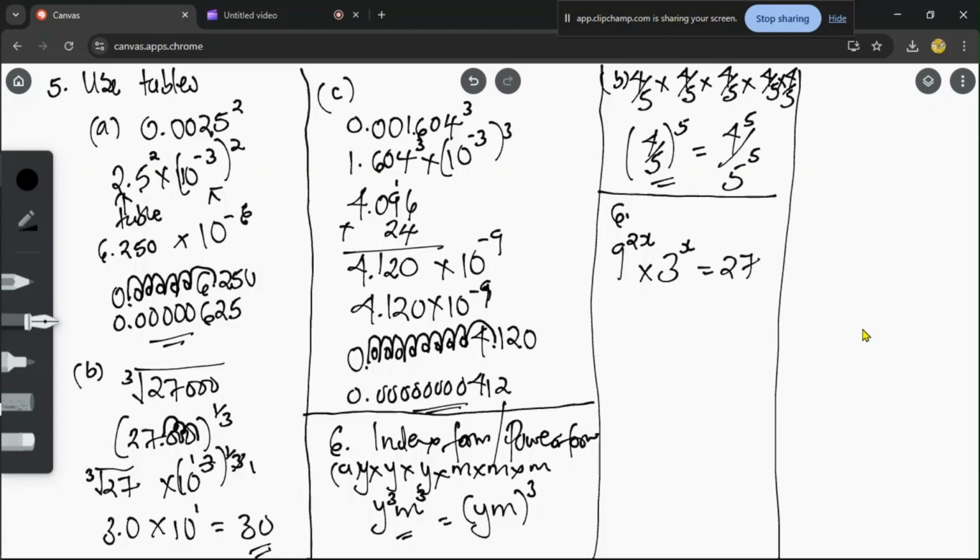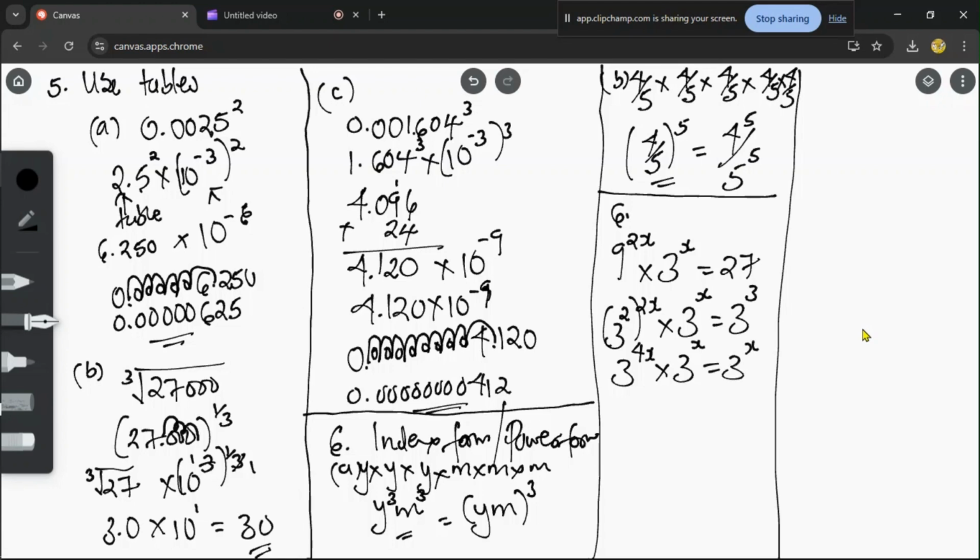Anytime I see indices of this form, an equation involving indices, I try to make the base the same. So 9 can be written to base 3. So it's the same as 3 power 2, all this to the power 2x, multiplied by 3 to the power x, is equal to 3 raised to power 3. Now that they have the same base, I apply the law of indices. And this multiplication, I can go ahead and open this bracket and see 2 multiplied by 2x gives you 4x. Then multiply by 3 raised to power x.